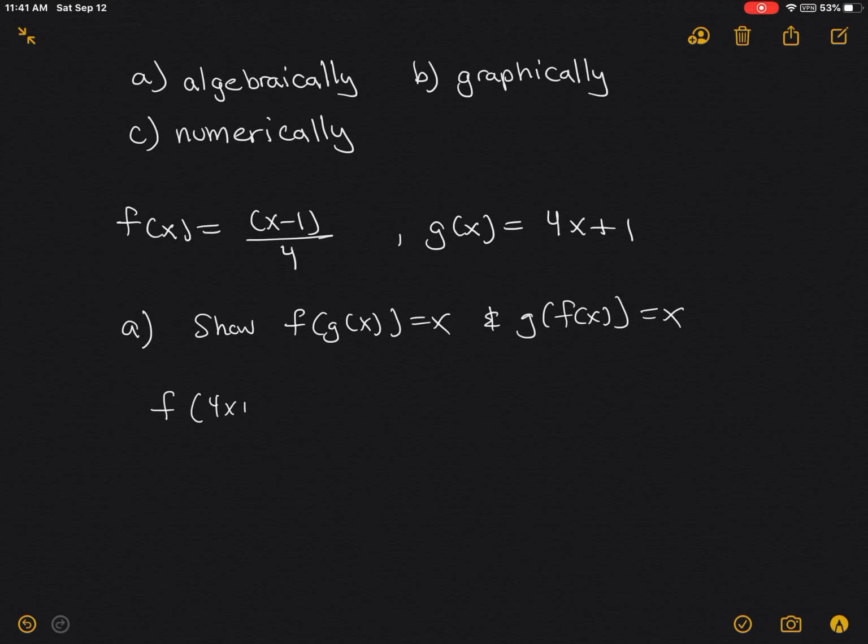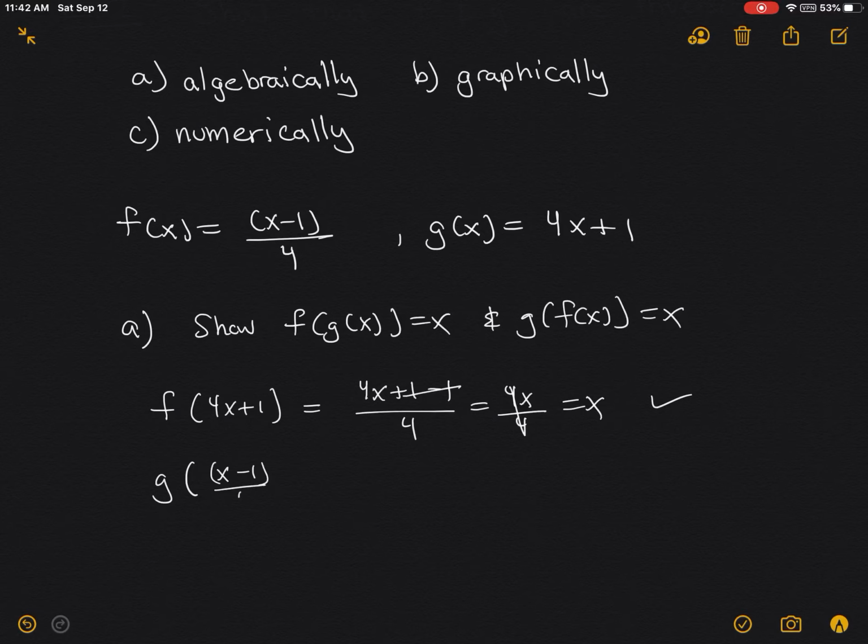So let's do the function composition for f of g of x. Plug 4x plus 1 into my f function. F of g of x would be 4x plus 1 minus 1 over 4. These are going to cancel out. You're left with 4x over 4. Cancel. F of g of x is equal to x. That gives you the identity function.